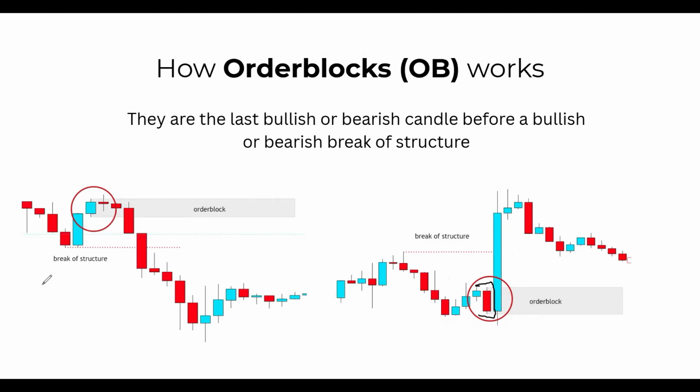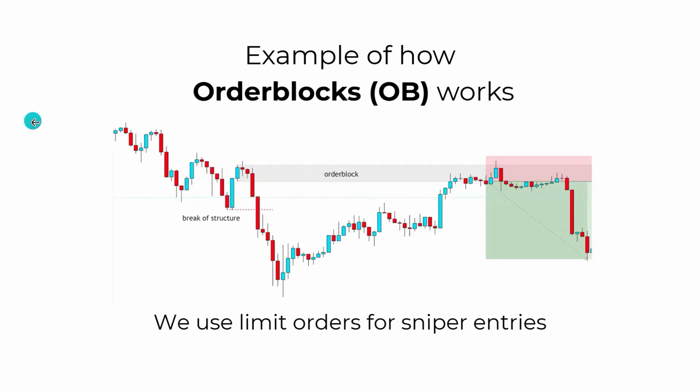So what are we going to do? We're going to mark out the high and low of the candle, and we're going to extend it out. That is our order block zone. That is our order block, and we're going to be looking for price to come back and retest this box and then reverse all the way back up. So this is what an order block looks like, and this is how it works.